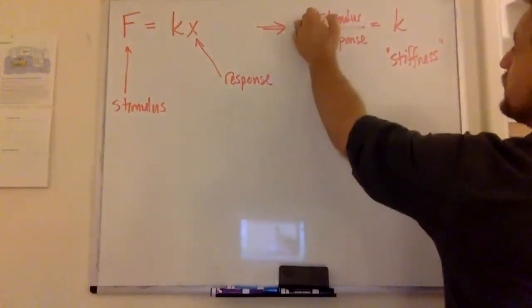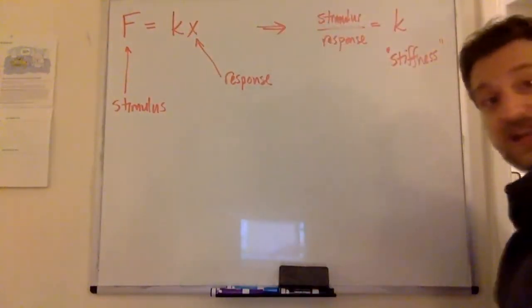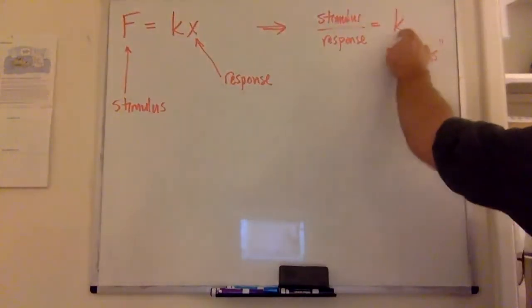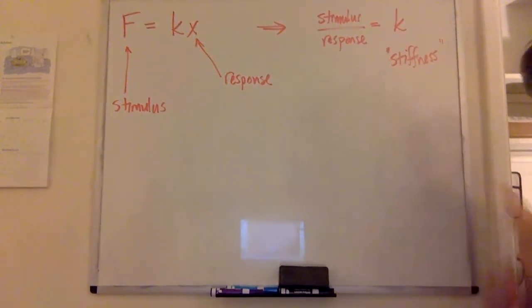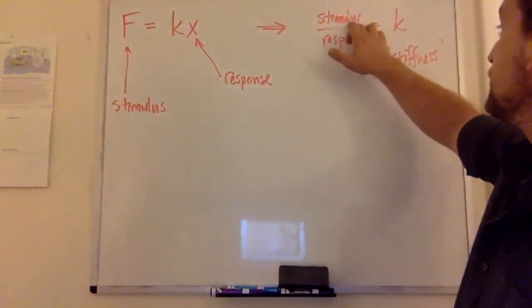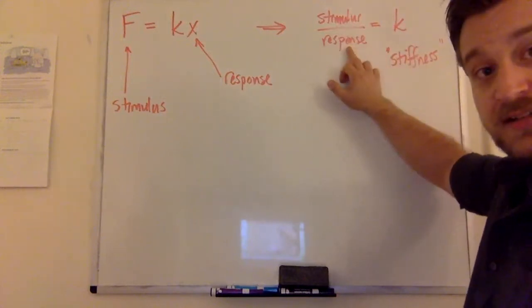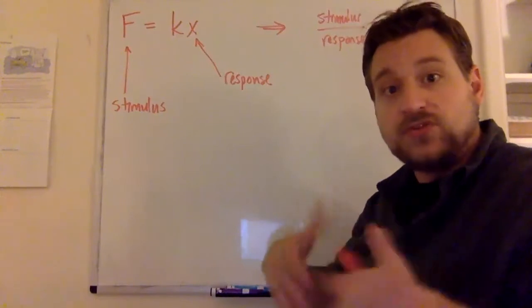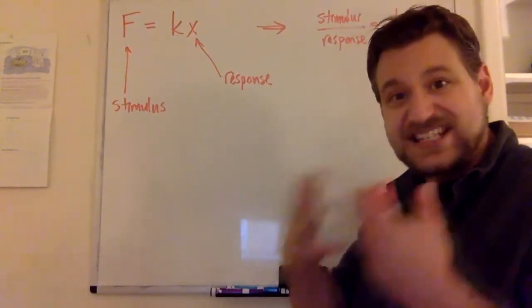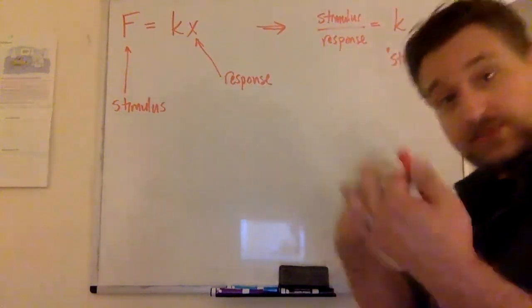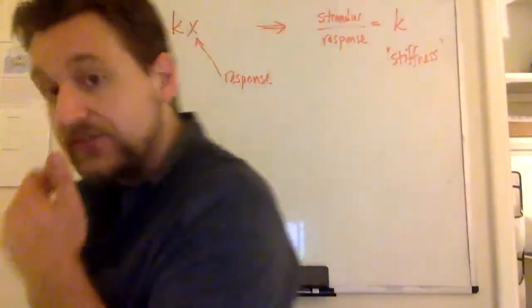If we talk about the ratio, or the proportionality, between the stimulus and the response, we're talking about the stiffness of that spring. If a given stimulus produces less response, that's because the spring is more resistant to stimulus. It's stiffer, it's more rigid, and so we say that it has a greater spring constant.